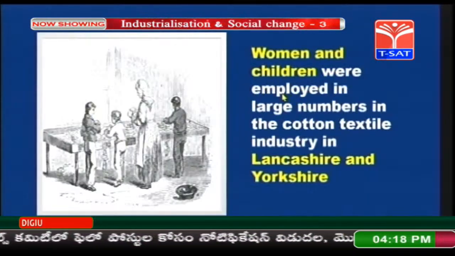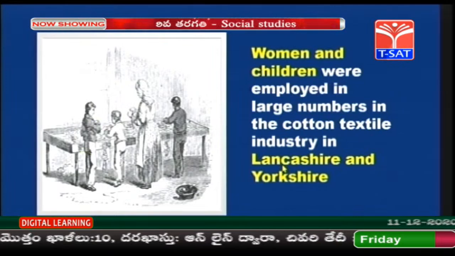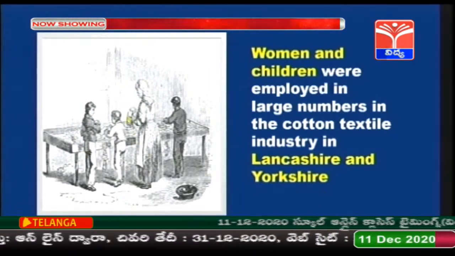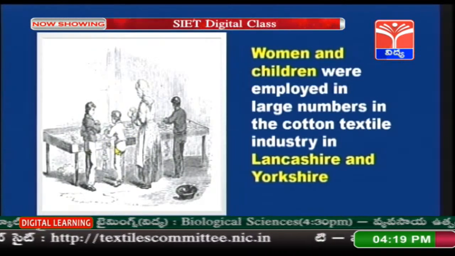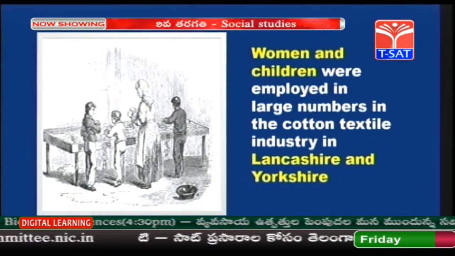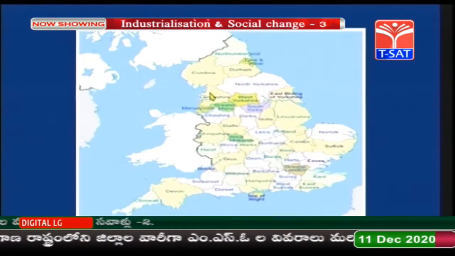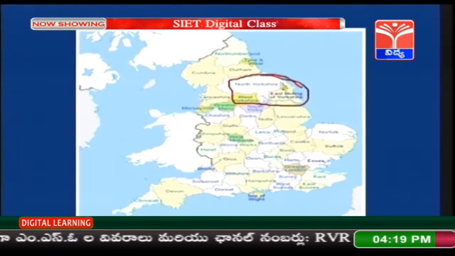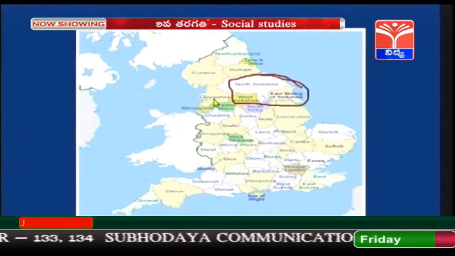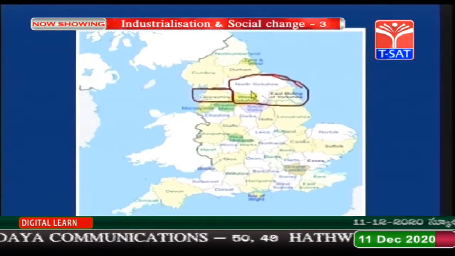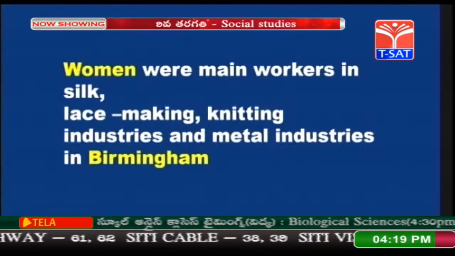Women and children were employed in large numbers in the cotton textile industry in Lancashire and Yorkshire. If you see the image, you can see here small children are working in the factories. Such a horrible condition it is, isn't it? And where were they working? Where were the cotton textile industries set up? In Yorkshire and Lancashire. In these places, cotton textile industries were set up where women and children were working.